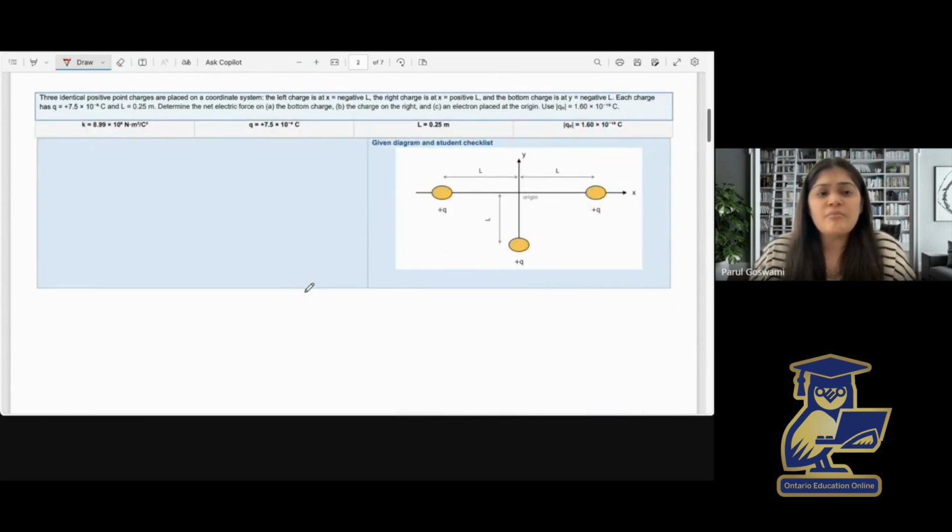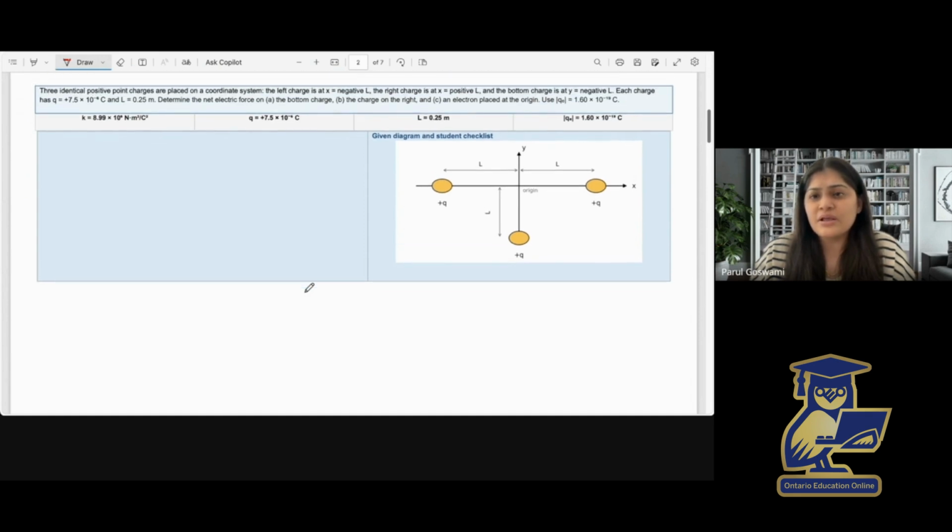So three identical positive point charges are placed on a coordinate system. The left charge is at x equals negative L, the right charge is at x equals positive L, and the bottom charge is at y equals negative L. Each charge has Q equals 7.5 times 10 raised to the power negative 6 coulomb and L is 0.25 meter. Determine the electric force on the bottom charge, the charge on the right, and the electron placed at the origin.